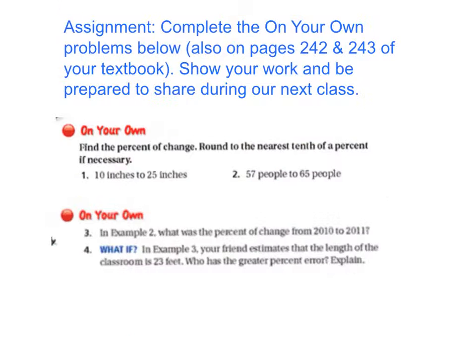Your assignment for this lesson is to complete the on your own problems below. They're also on pages 242 and 243 of your textbook. Show your work and be prepared to share during our next class.